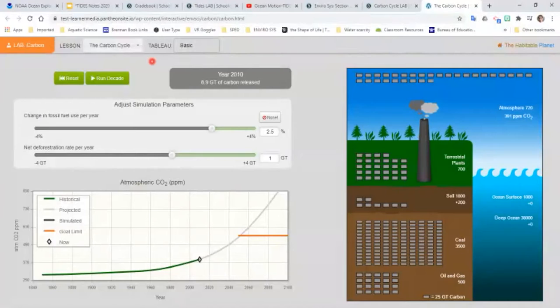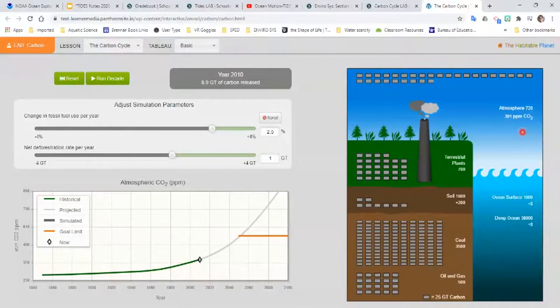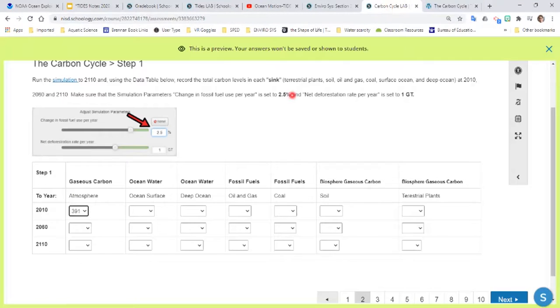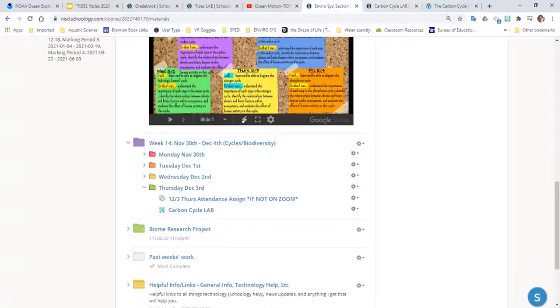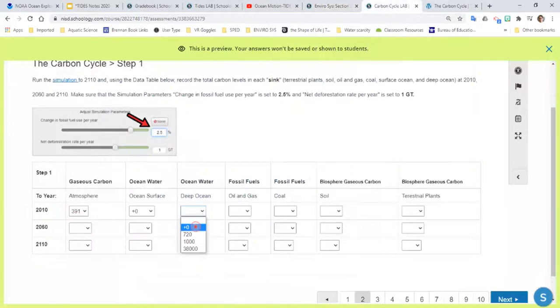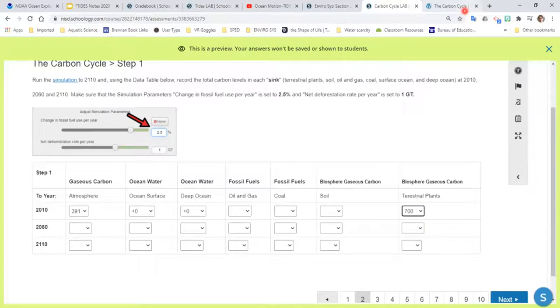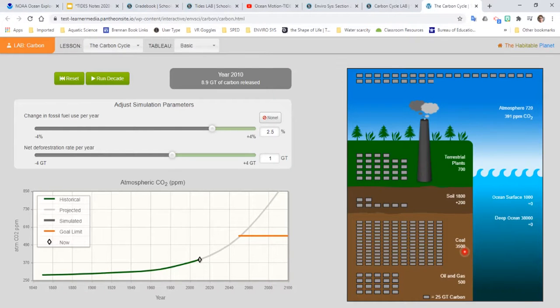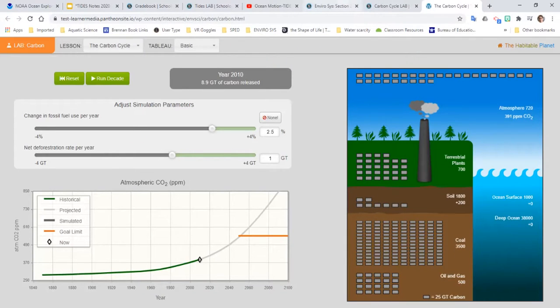We're going to start at year 2010. So our atmosphere, 3.9, our ocean surface, 0, deep ocean, 0. Over here, terrestrial plants, 700. Soil, 200. Coal, 3,500. And oil and gas, 500.